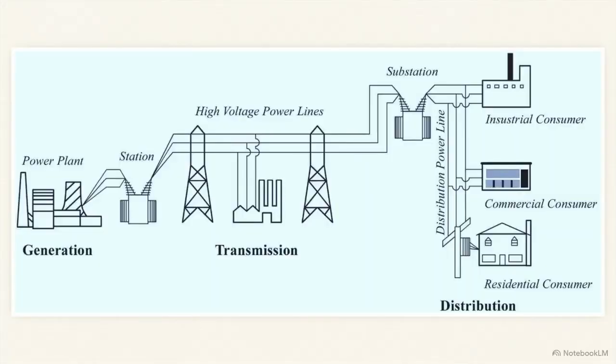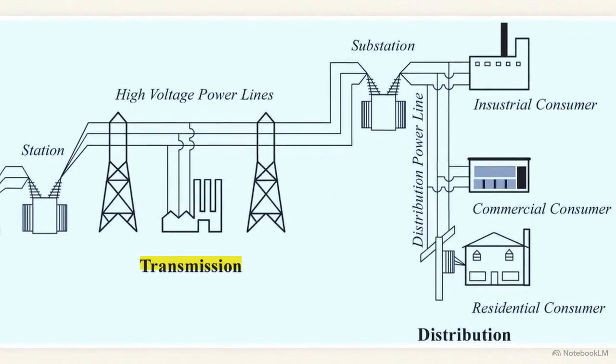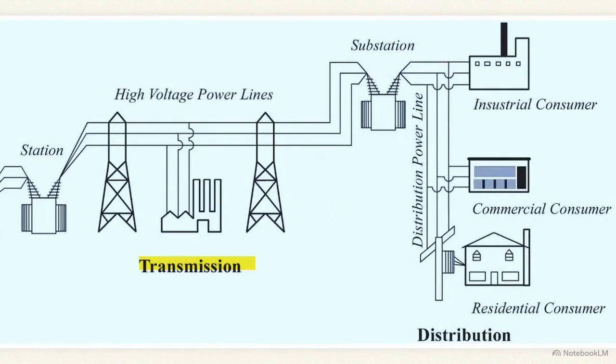The grid operates in 3 distinct stages. First, power is created during the generation phase. Then, it's pushed onto massive towers for high-voltage transmission. Finally, lower voltage distribution lines carry it right into your neighborhood.